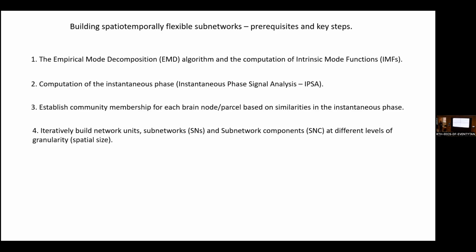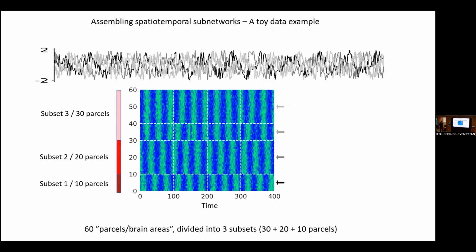And all these 3 points are well known in the literature. This is something that has been done before. The new thing is how to build from the ground up network units, we call them subnetworks and subnetwork components, at different levels of spatial granularity to be able to catch both fleeting connectivity patterns and sustained connectivity patterns. So to explain this in an intuitive way, we have this toy example.